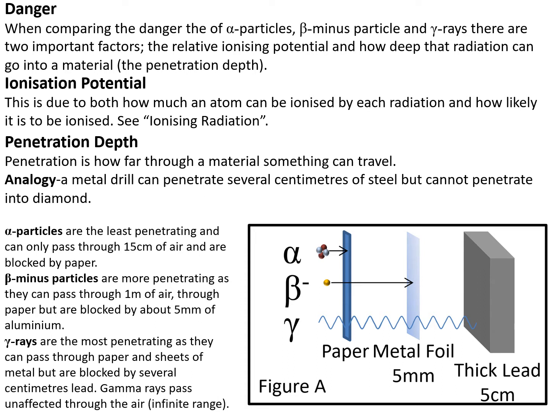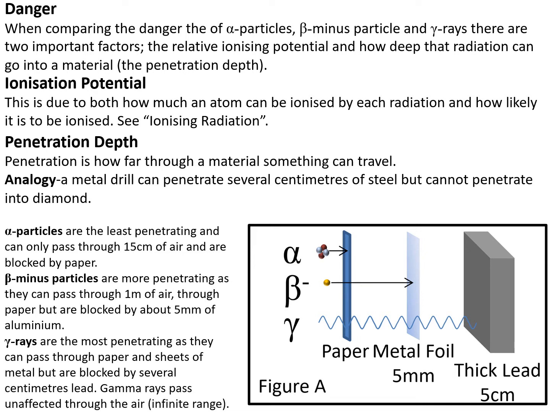When comparing the danger of alpha particles, beta minus particles, and gamma rays, there are 2 important factors: the relative ionizing potential and how deep that radiation could go into a material. This is known as the penetration depth. So ionizing potential is due to both how much an atom can be ionized by each radiation and how likely it is to be ionized. See the previous lesson on ionizing radiation for more information on this.